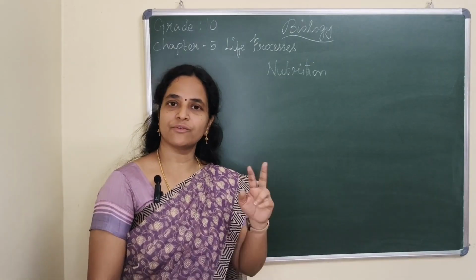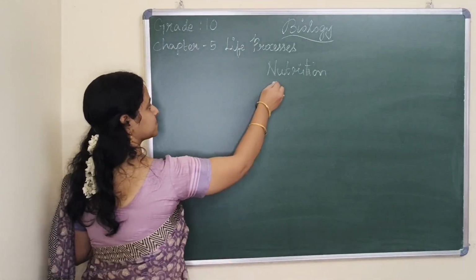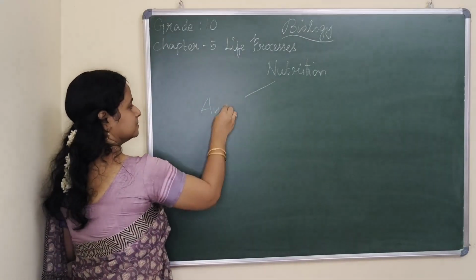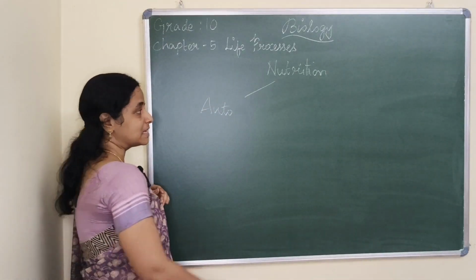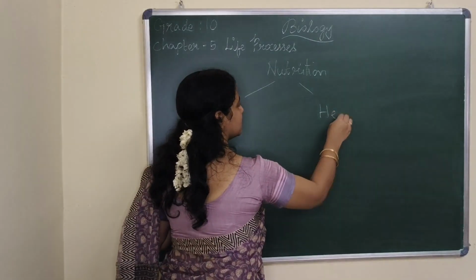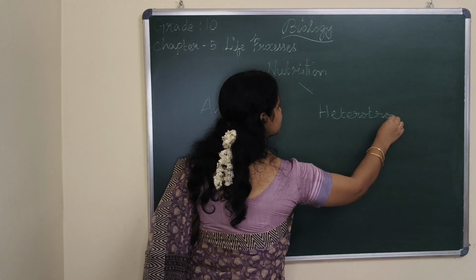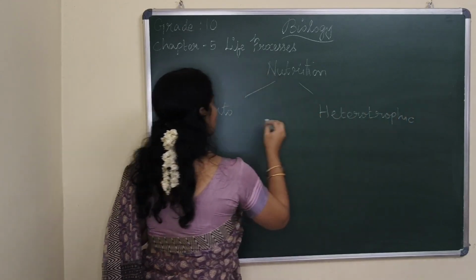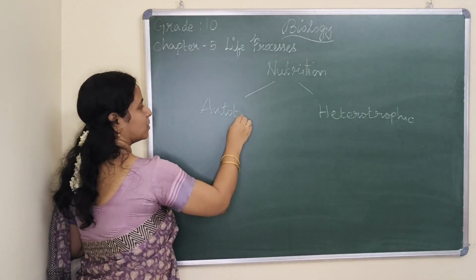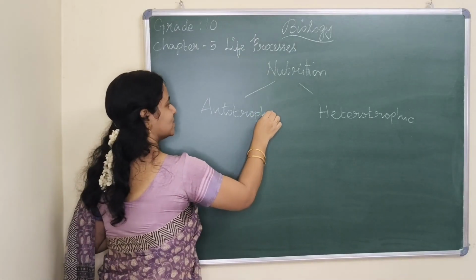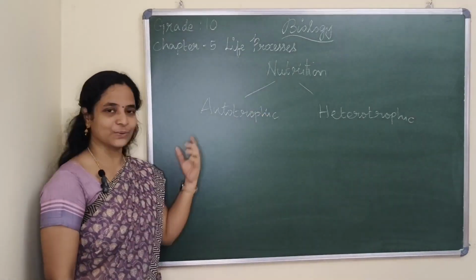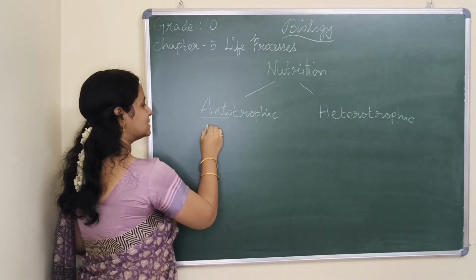Nutrition in plants can be of two types. One is autotrophic nutrition, the other is heterotrophic nutrition. So what is auto? What is the meaning of auto? Not the auto which we know. What do you mean by auto? So the meaning of auto is self.